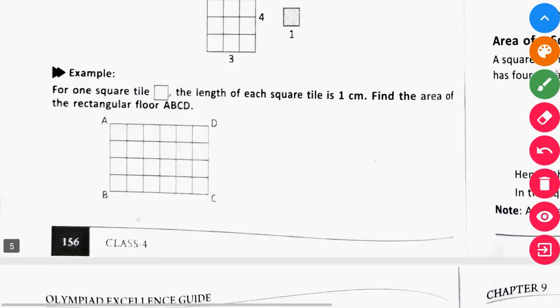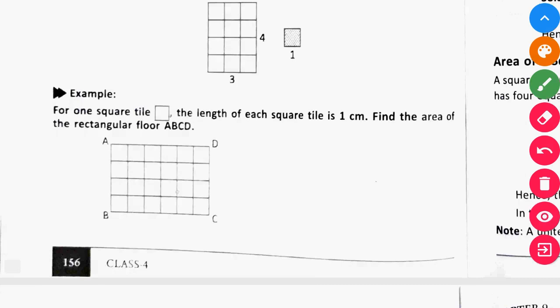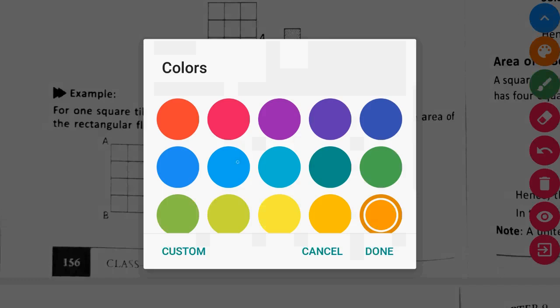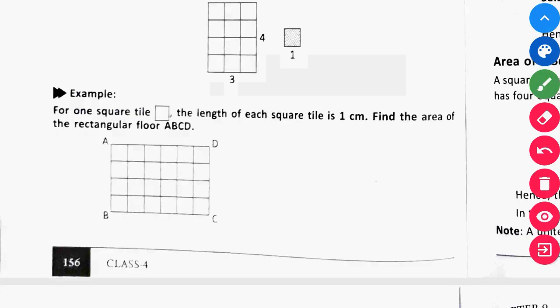Now there are formulas for calculating the area, but here one example is given that we'll see first, and then we'll move ahead to the formula for the area of rectangle, area of square, area of triangle. So first we'll see this solved example.